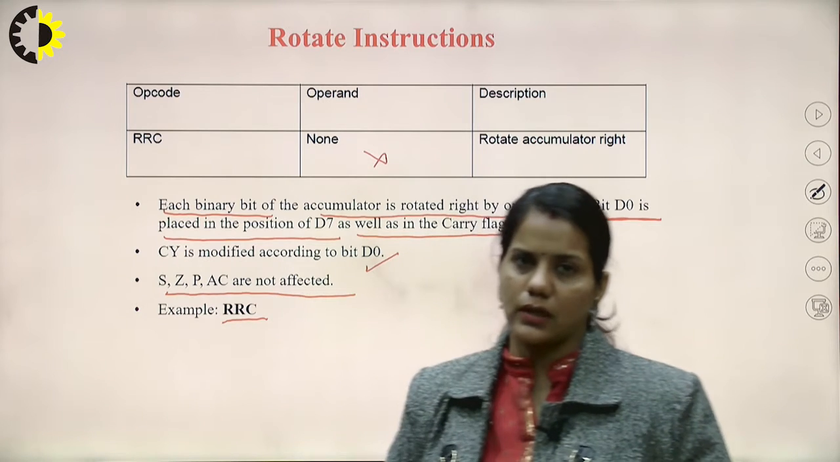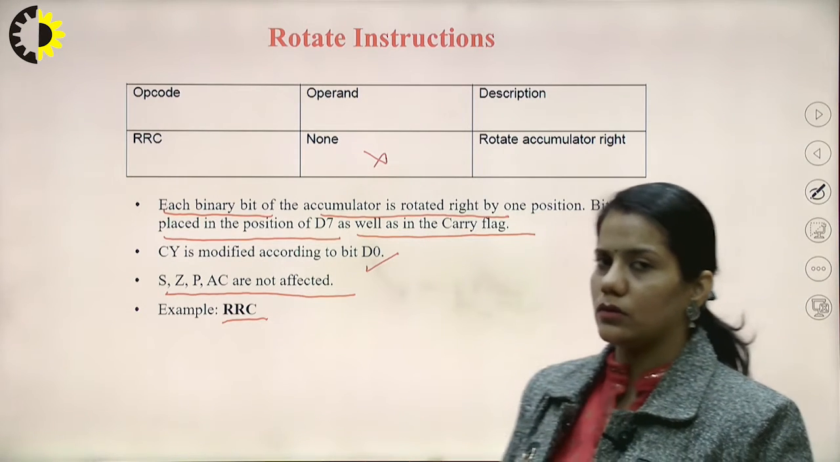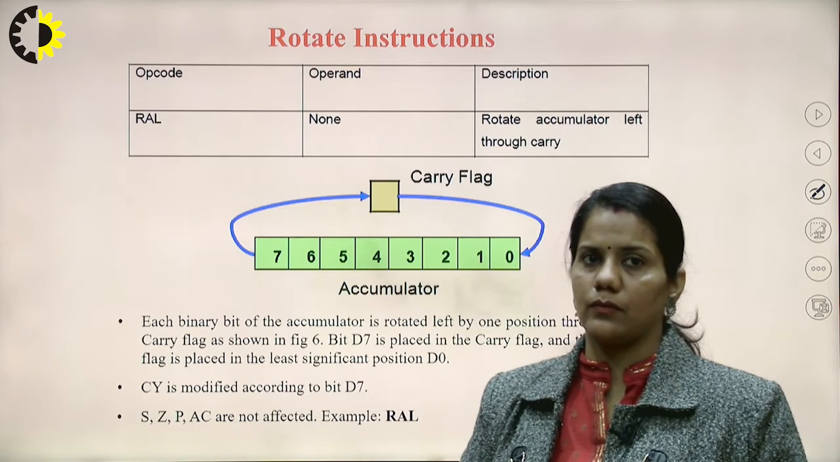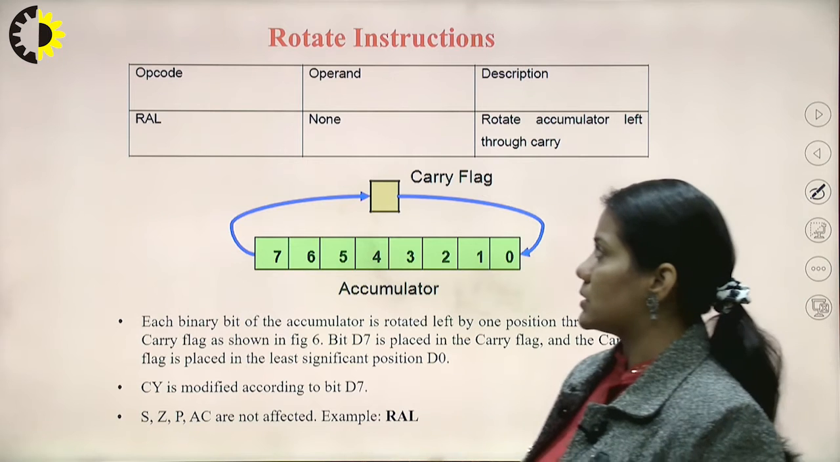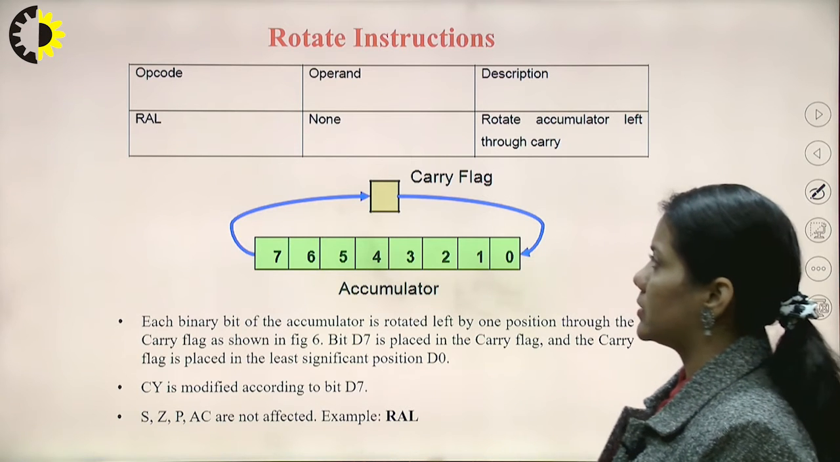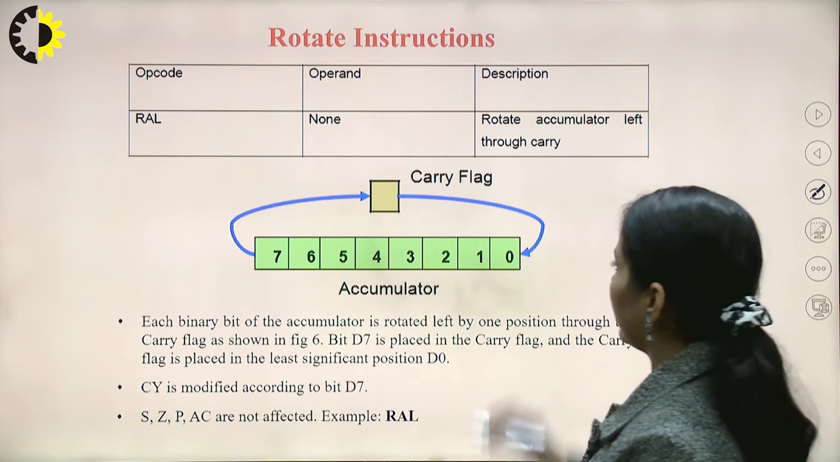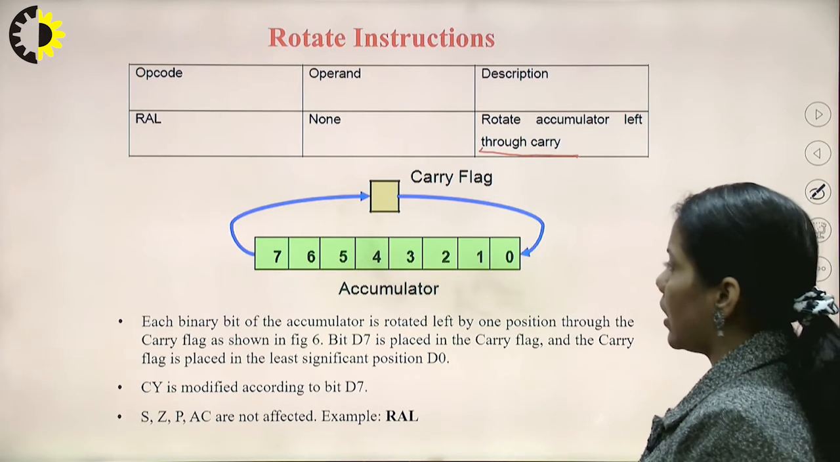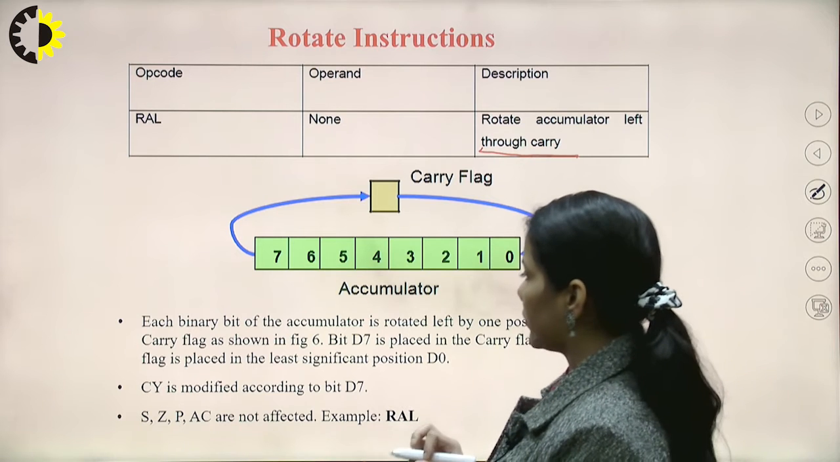Example is RRC. Again, no need to mention any operand. By default, accumulator is the operand here. Next instruction in this category is RAL, that is the rotate left through carry. So the carry is also being rotated. Let's see how. This is the rotate left instruction.